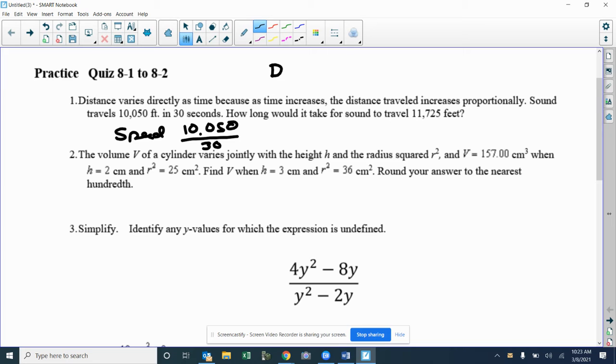Okay? So distance is equal to 335, and that is feet per second. That's how fast sound travels. And your time. So now you put in 11,725 feet. And how many seconds will that take at that speed? So really, you would divide 335 by 11,000? Well, yeah, this will give you your speed of sound, which is 335 feet per second.